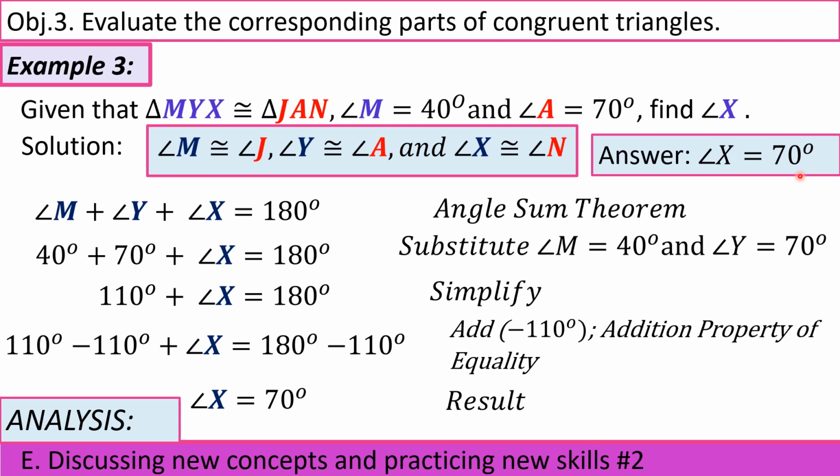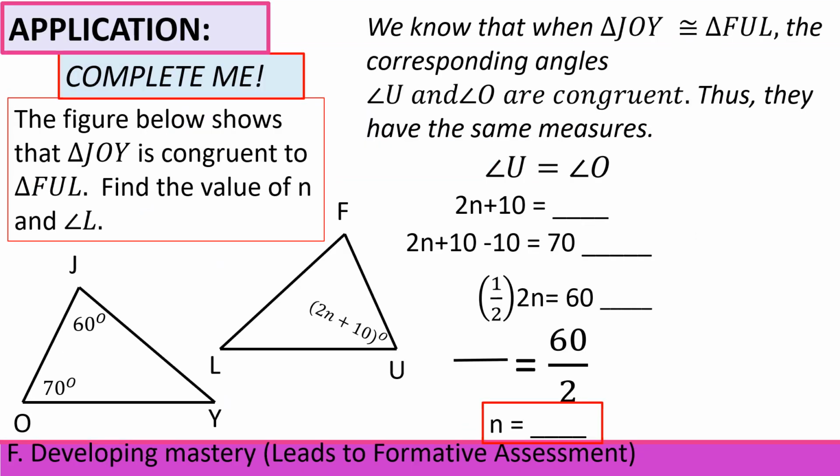Kung i-check po natin yan, we will just substitute the values of the three vertices. So, if angle M is 40 degrees, angle Y is 70 degrees, at ang angle X natin ay 70 degrees. So, 40 plus 70 plus 70, that is 180 degrees. Okay? So, the value of angle X is 70 degrees. Okay, so naintindihan po yun.